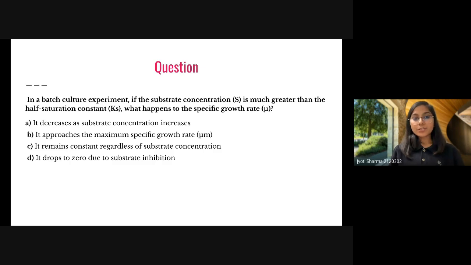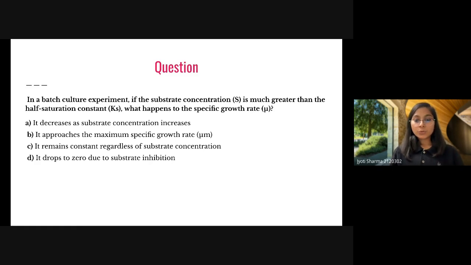Okay, the next question is on the Monod equation. In a batch culture experiment, if the substrate concentration is much greater than the half saturation constant, what happens to the specific growth rate? The options we have: it decreases as substrate concentration increases; it approaches the maximum specific growth rate; it remains constant regardless of substrate concentration; it drops to zero due to substrate inhibition.